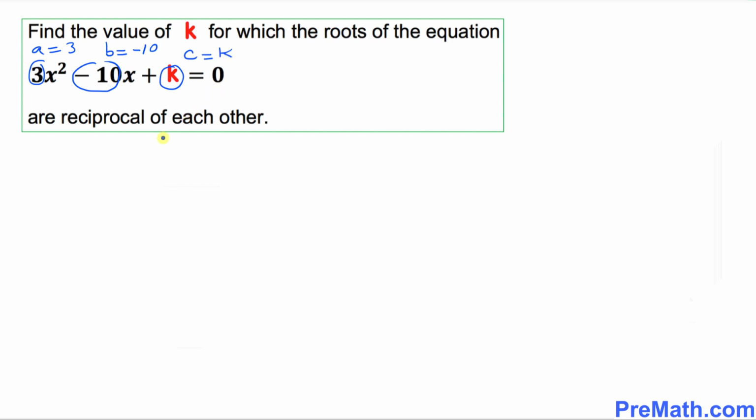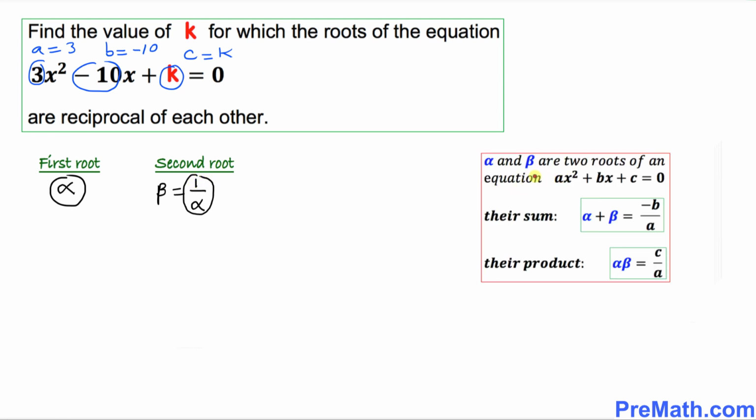So far so good. And now let's talk about our roots. We know that we have two roots. I want to call the first root alpha. And the other root is the reciprocal, means multiplicative inverse, means the other one is going to be 1 over alpha. And I'm going to call this second root beta. So we have got two roots. The first one is alpha. The second one is 1 over alpha.